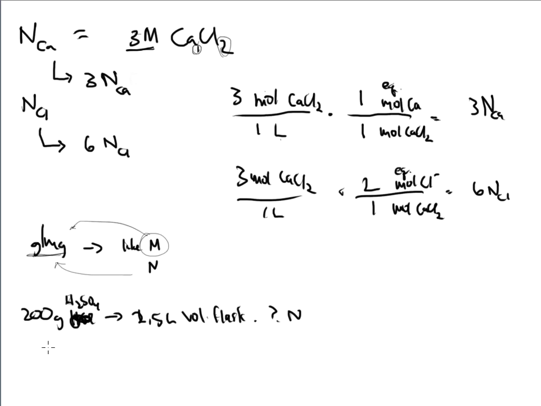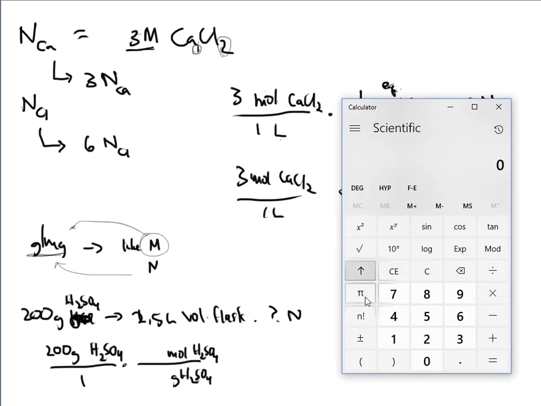So 200 grams of H2SO4, that's my given, and that's what I'm going to start with, 200 grams of H2SO4 over 1. And we know that grams can only go to mole in that roadmap that we've been talking about. So gram of sulfuric acid on top, gram of sulfuric acid on the bottom, and I need to go to mole of sulfuric acid. So I'm going to bring up my calculator here, and I'm going to take the formula weight of sulfuric acid. I need to know how many grams are in a mole.